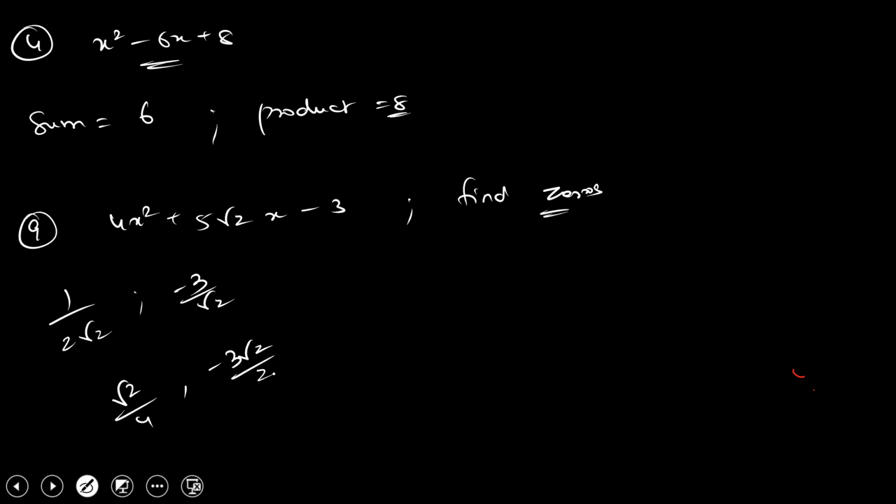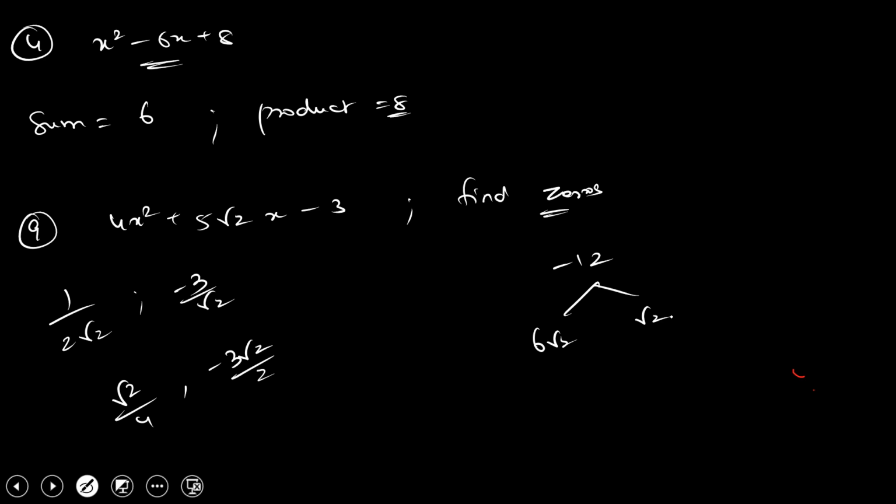So who told the answer? Rashmi. Good. So how did you get it? Sir, first we have to split the middle term. That's right. First we have to multiply 4 into 3, so we got minus 12. So 6 root 2 into root 2 is 12. How did you get that idea? Because 6 into 2 is 12. You wanted to split the 2 into root 2 times root 2.